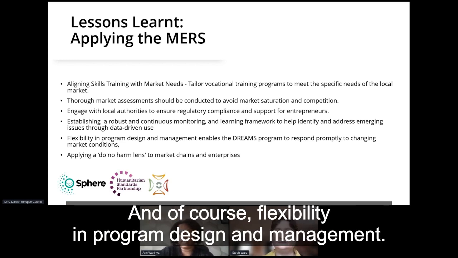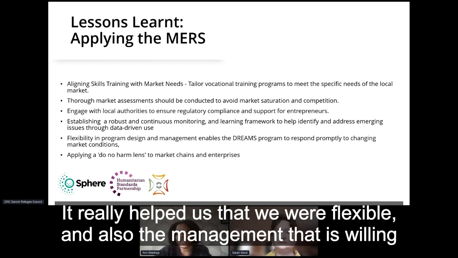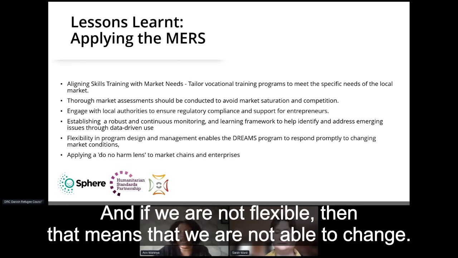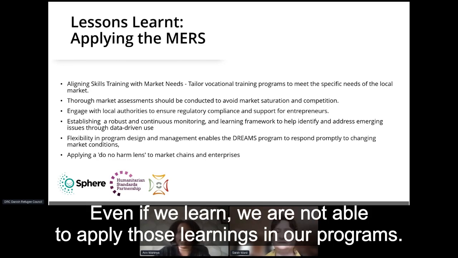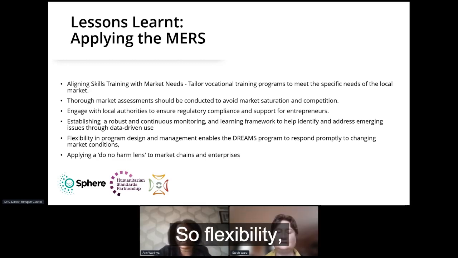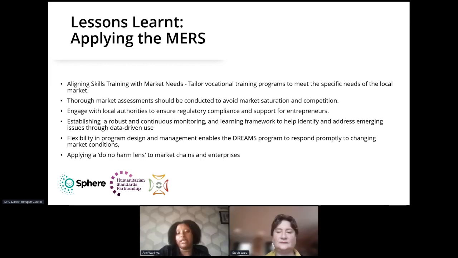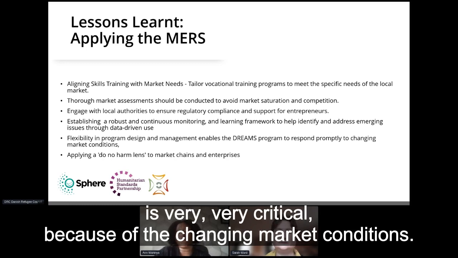And of course, flexibility in program design and management. It really helped us that we were flexible, and also that the management was willing to be flexible, because sometimes we do programs that are not flexible. And if we are not flexible, then we are not able to change. Even if we learn, we are not able to apply those learnings in our programs. So flexibility in how you design the program and how you implement it is very critical because of the changing market conditions.